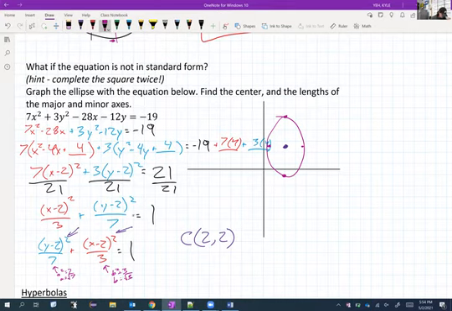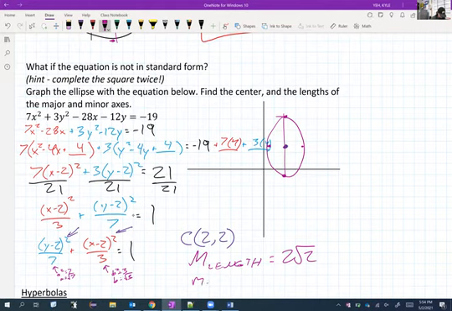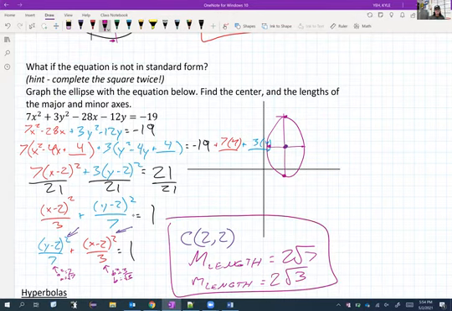Major axis, remember we went root 7 up, root 7 down. So major length, if we went root 7 up and root 7 down, is 2 root 7. Minor length is root 3 to the right, root 3 to the left, 2 root 3. So major and minor axes, just making sure we kind of know what those are, what they refer to.